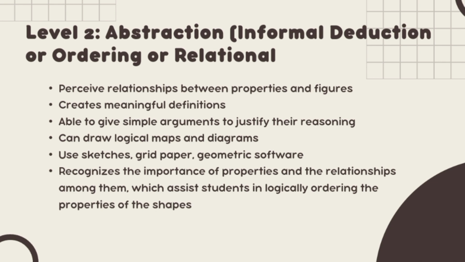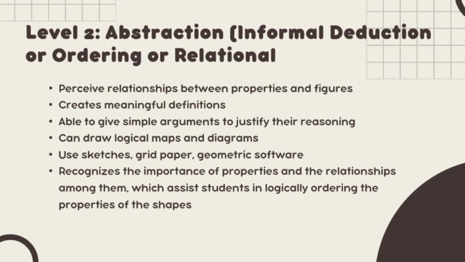In the abstraction level, properties are ordered. First, students perceive relationships between properties and figures, create meaningful definitions, and are able to give simple arguments to justify their reasoning. They can draw logical maps and diagrams, use sketches, grid paper, and geometric software, and recognize the importance of properties and the relationships among them, which assist students in logically ordering the properties of the shapes.